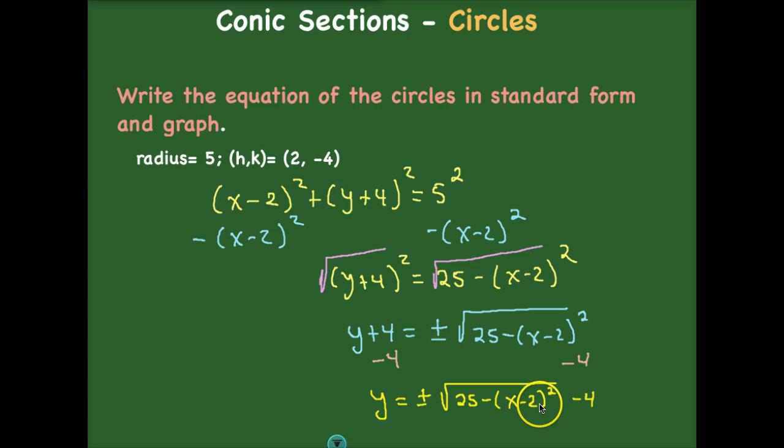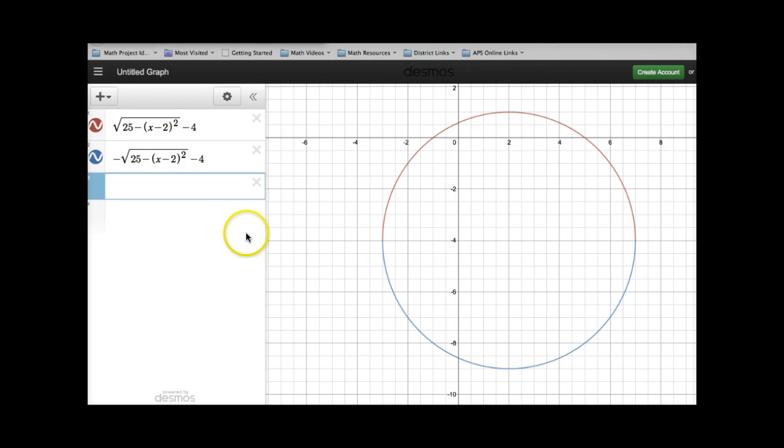At this point, I am ready to graph this function. But notice I have a plus or minus. So really I have two functions. I have one with a plus, the square root, and I have one with a minus. Graphing each of these functions, I get a complete circle. Notice that on the top one I have the plus, the square root, which gives me the red portion of the circle, and then on the bottom I have the negative square root, which gives me the blue portion of the circle.